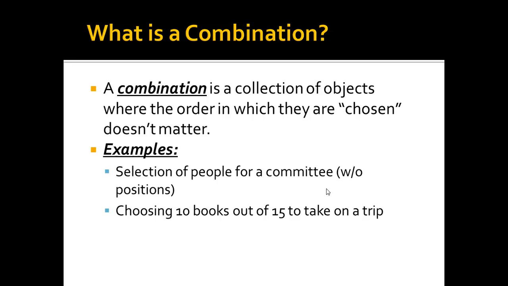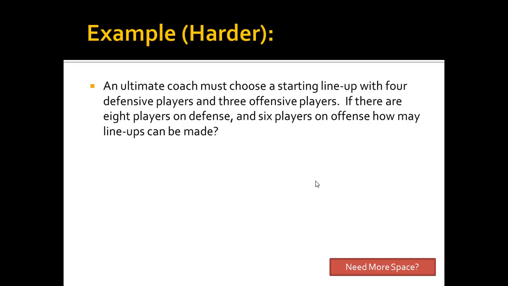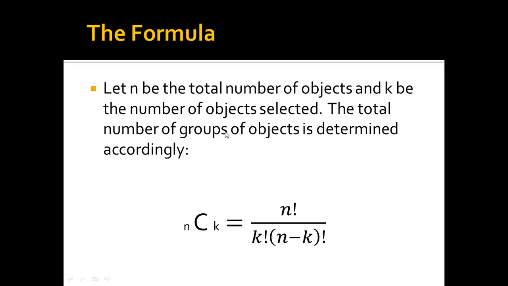So let's get into a simple example. A formula first. If we let n be the total number of objects, and k be the number of objects selected, then we use this formula here. Just to be clear about what that formula actually is, it's not friendly to the eye, but what we're looking at here is this factorial sign. And this is what kind of freaks kids out.